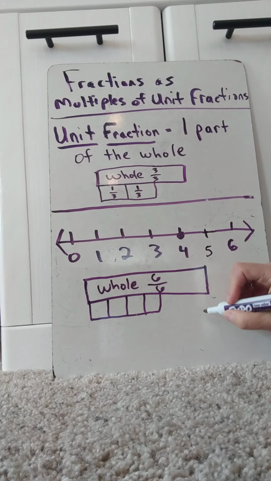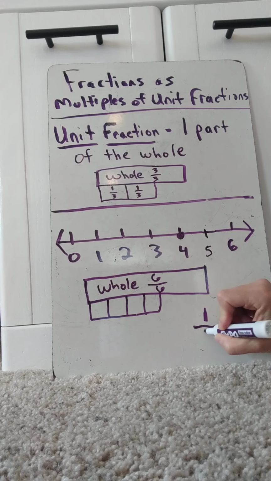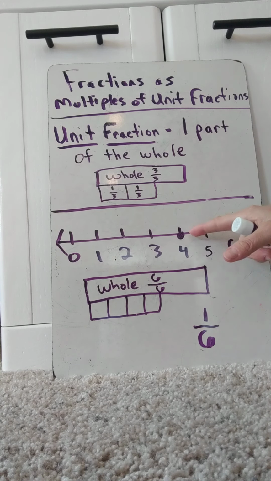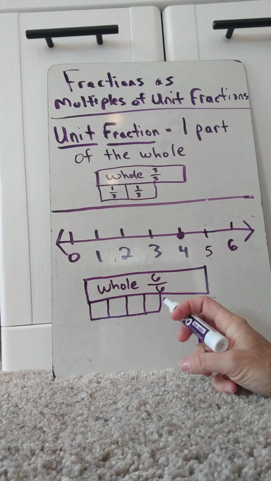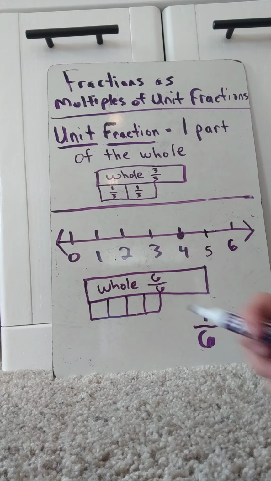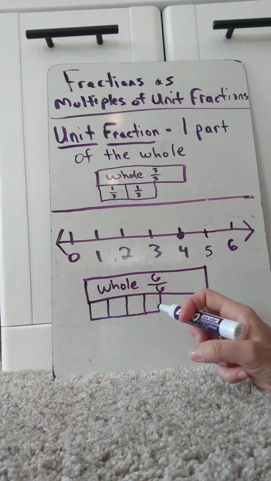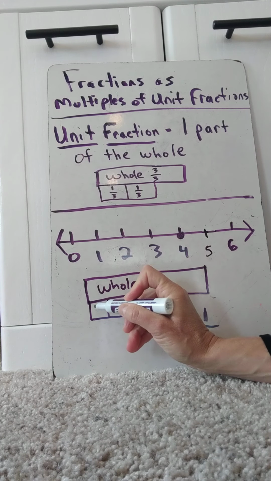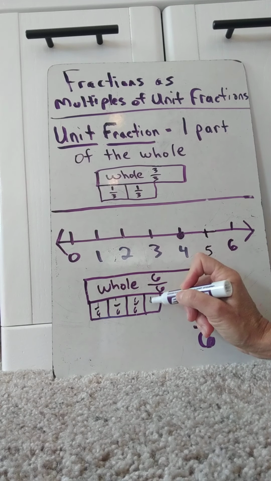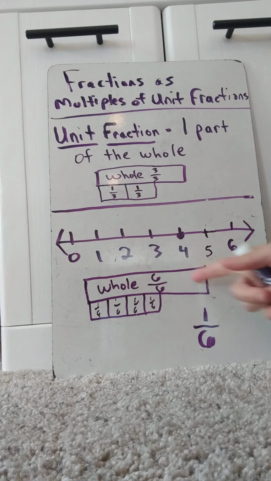So I'm going to write that, 1/6. Now, when I look down here, I can ask, where is this dot? It's on the 4. They also give you a model here, and I'm going to count: 1, 2, 3, 4. Each one of these is a unit fraction, so this is 1/6, 1/6, 1/6, 1/6. These are part of the whole.